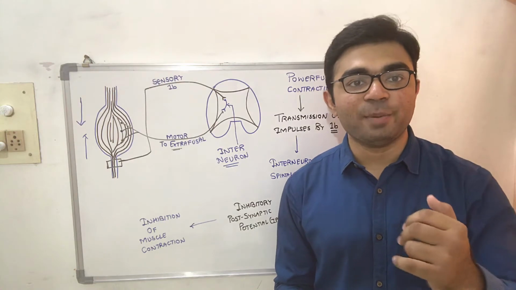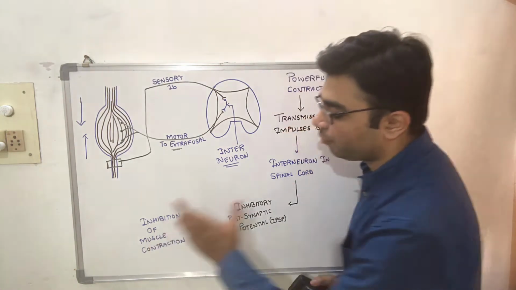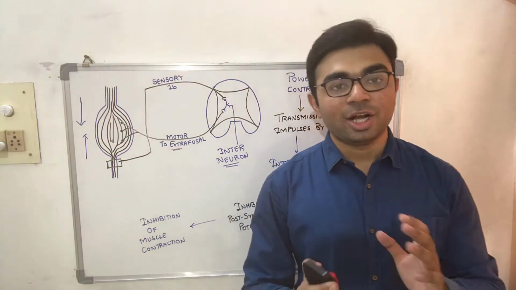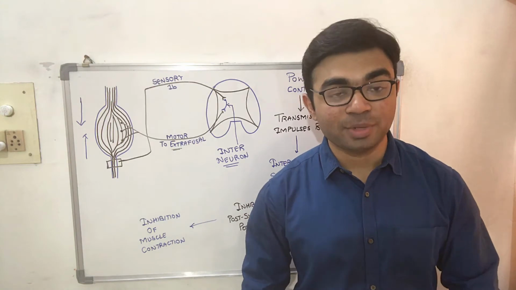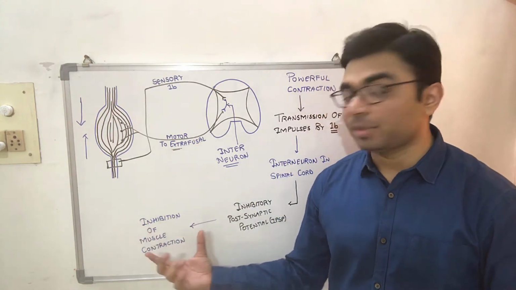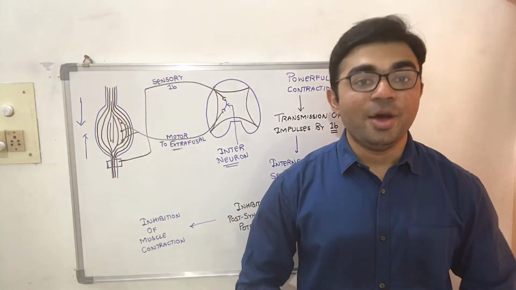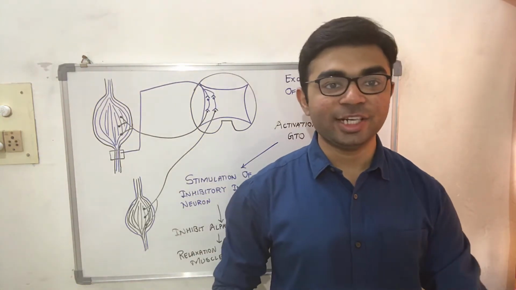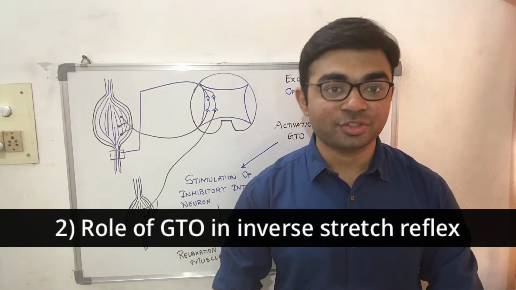That is, we are talking about the motor neuron present in the spinal cord, and it gives the message of inhibition of the muscle contraction. So this is how, when there is powerful contraction of the muscle, inhibition of the muscle contraction occurs because of the Golgi tendon organ. The second function of the Golgi tendon organ is its role in the inverse stretch reflex.